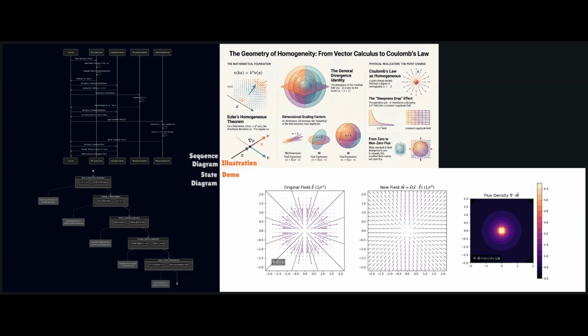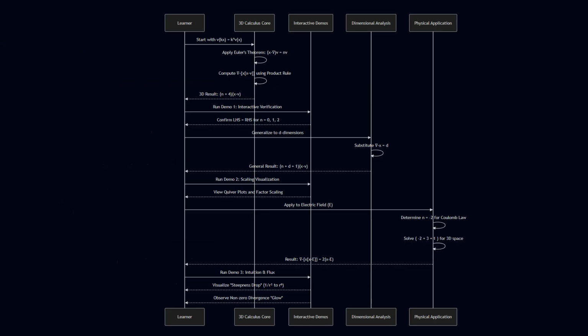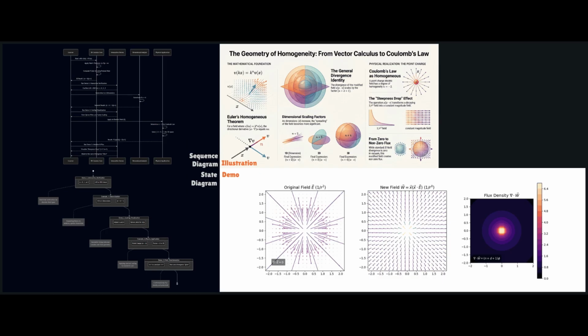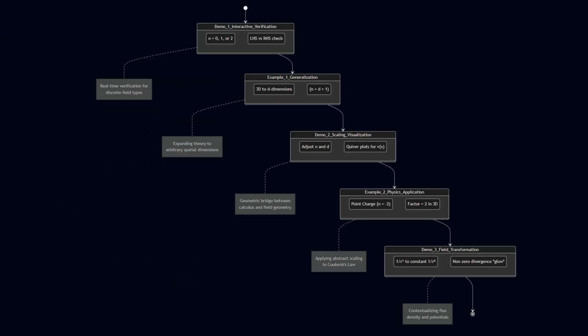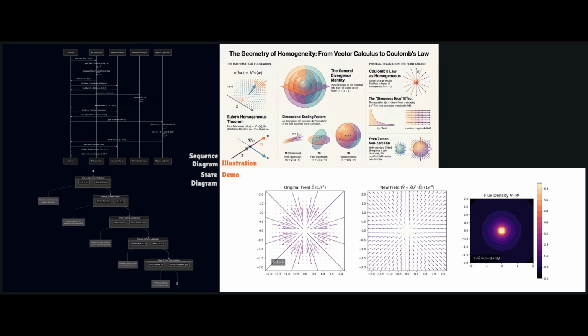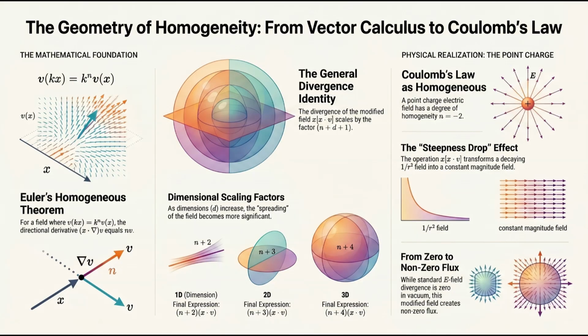The true significance of the derivation sheet is revealed when these abstract concepts are applied to the physical world, specifically to the electric field of a point charge. Here, the sequence diagram and state diagram converge on the concept of physical realization. By applying the derived identities to a point charge, the narrative reveals a phenomenon known as the steepness drop.